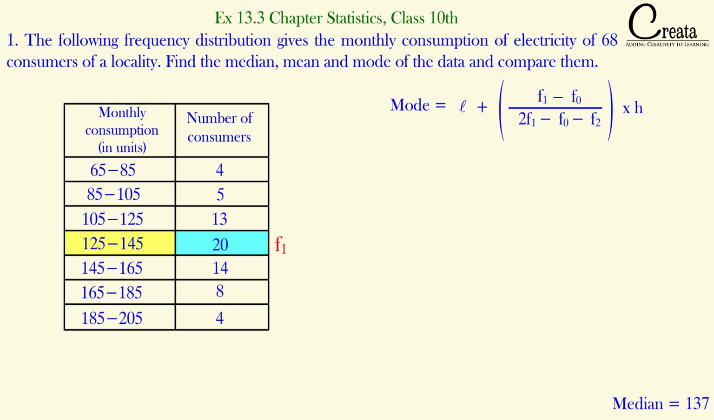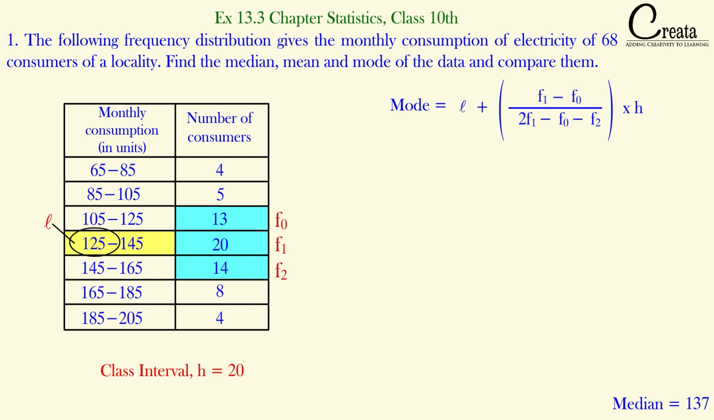Okay, and the lower limit of this modal class is L. So we got L, the lower limit of the modal class, as 125. Further, the class interval we have already calculated. It is upper limit minus lower limit, 145 minus 125, which is 20. F1 we got as 20. And what are F0 and F2? F0 is the frequency before the modal class frequency, and F2 is the frequency after the modal class frequency. F0 we got as 13, F2 we got as 14.